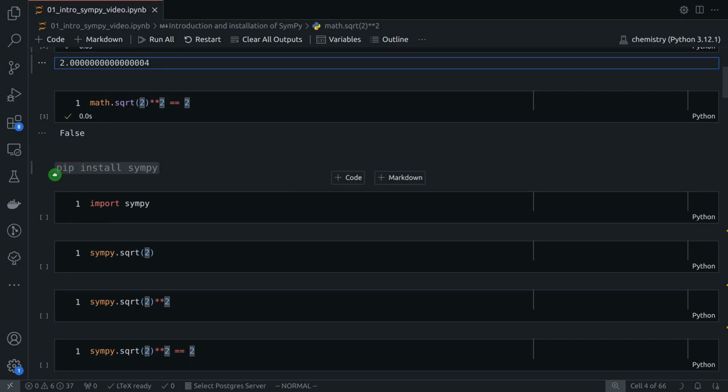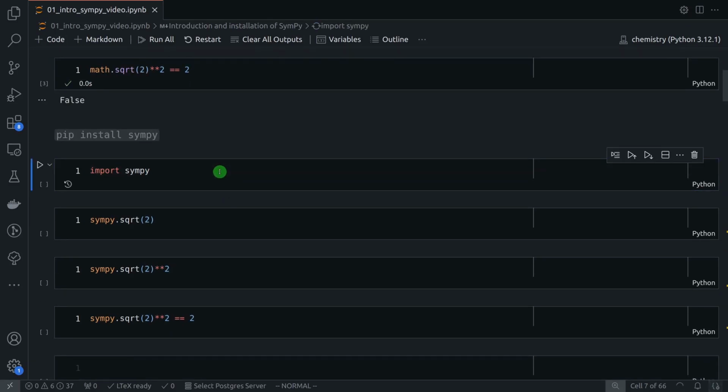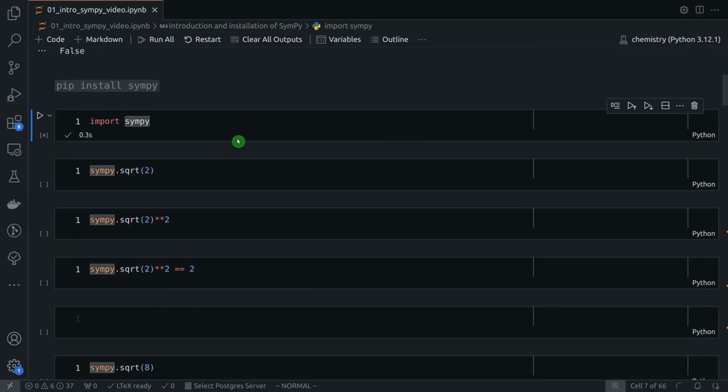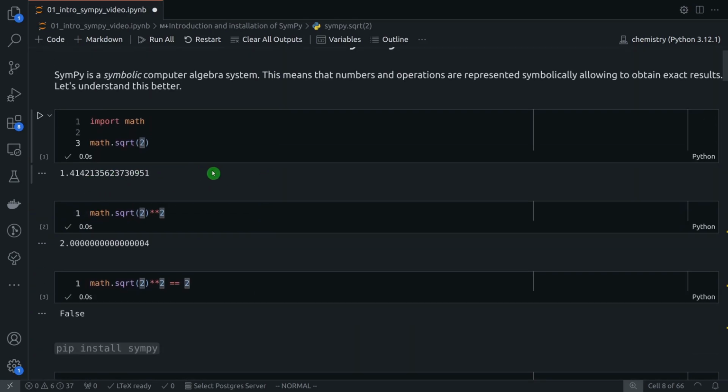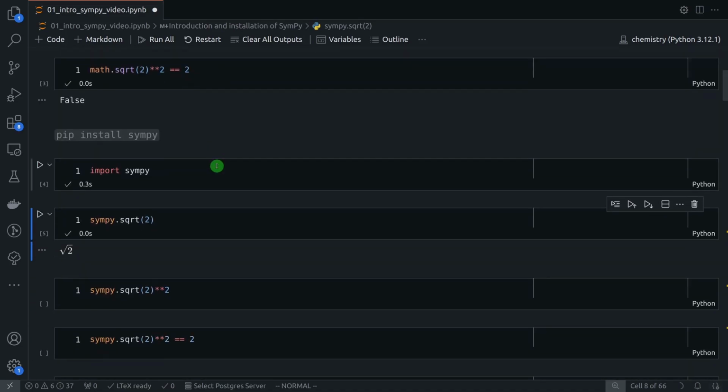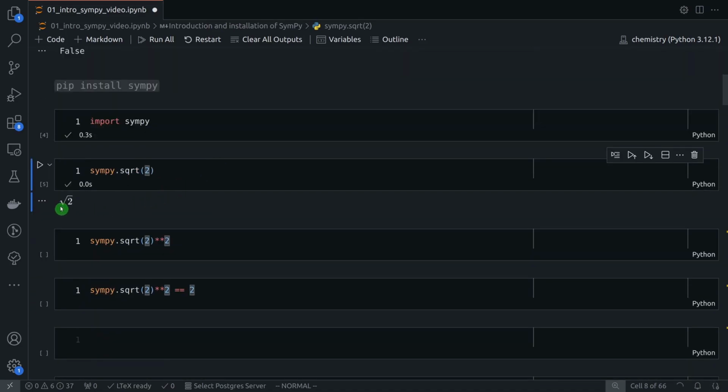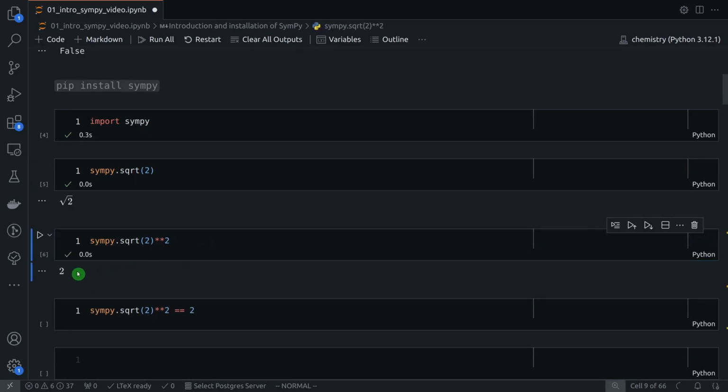You can install SymPy with pip install sympy, and let's import SymPy with simply import sympy. Now, let's do the square root of 2 using SymPy. See, we simply have the square root of 2. You don't have the approximated result, 1.4142, like we saw in the beginning. We have the symbolic representation of the square root of 2. And if we square the square root of 2, you have the number 2. And this is what we expect from a mathematical point of view.